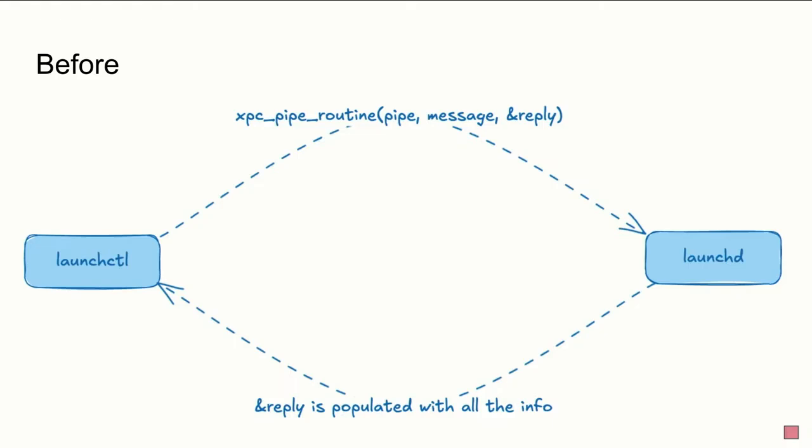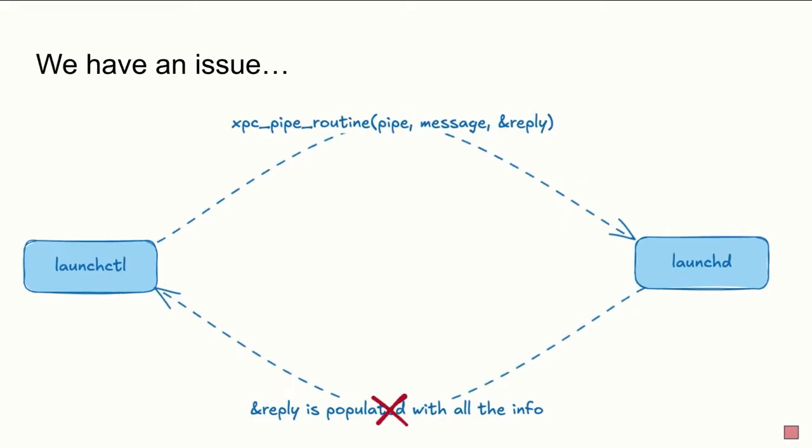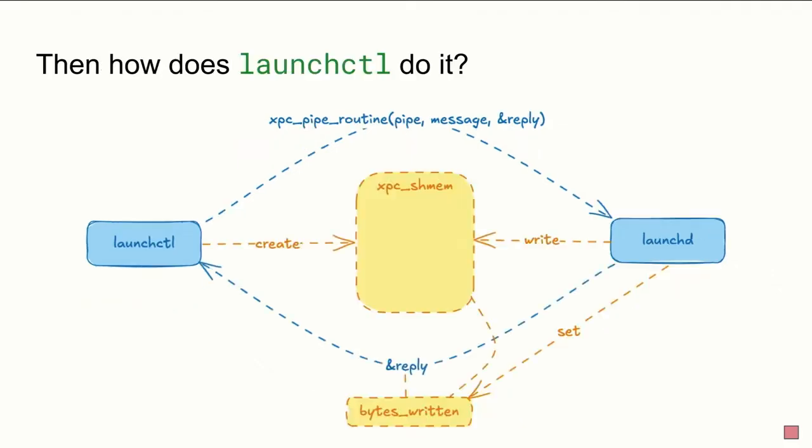So what used to happen is we send an XPC pipe routine to LaunchD, send the message, and we get a reply, and LaunchD will populate all the information back in the reply, which is kind of gone. In some cases, this still works this way. In some cases, it works another way.